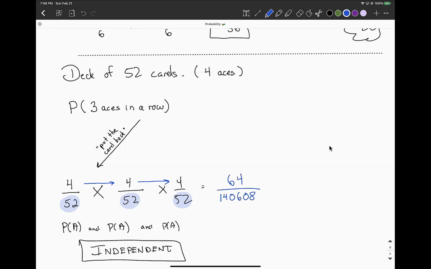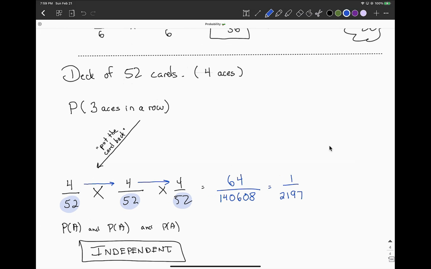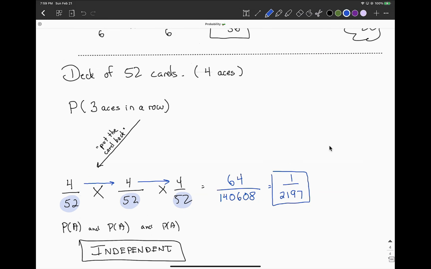Now it reduces, 64 divided by this number is, again, reduced to 1 in 2,197. So extremely unlikely that you would be able to get 3 aces in a row in a deck when these cards are being picked at random. Very, very unlikely.